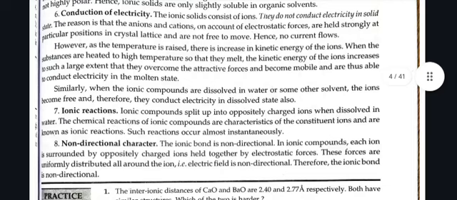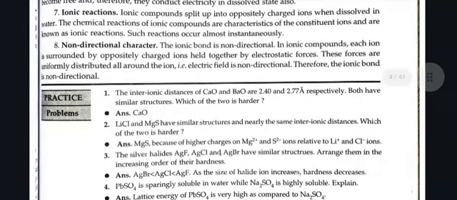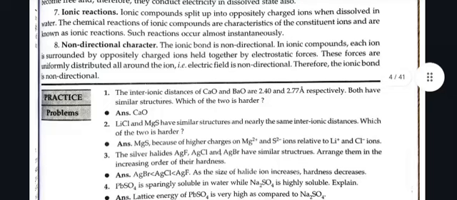However, as the temperature is raised, there is an increase in kinetic energy of the ions. When the substances are heated to high temperature so that they melt, the kinetic energy of the ions increases to such a large extent that they overcome the attractive forces and become mobile and are thus able to conduct electricity in the molten state. Ionic reaction. Ionic compounds split up into oppositely charged ions when dissolved in water. The chemical reactions of ionic compounds are characteristics of the constituent ions and are known as ionic reactions. Such reactions occur almost instantaneously.